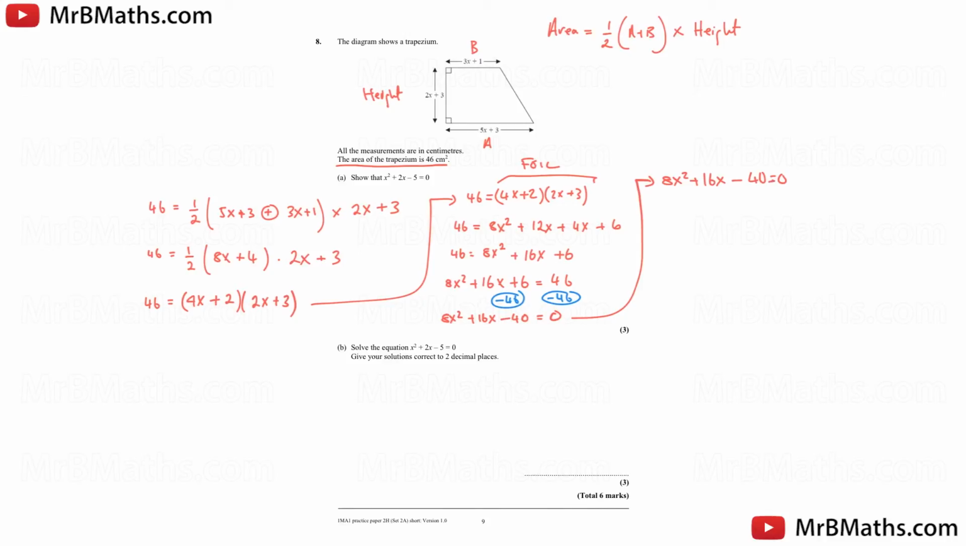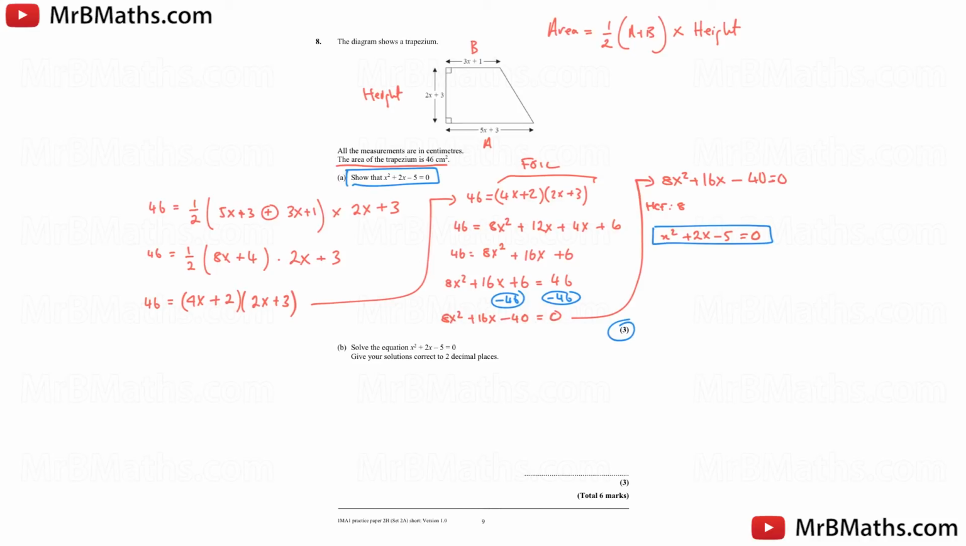you should be able to see that I can take out a highest common factor. So what number would go into all three terms, and that would be 8. So 8 would be the HCF, so I can write it down. 8 goes into 8 once, so we get our x squared. 8 goes into 16x twice, so we get our plus 2x. And 8 goes into minus 40 minus 5 times. And here we have shown that, and that's our 3 marks.